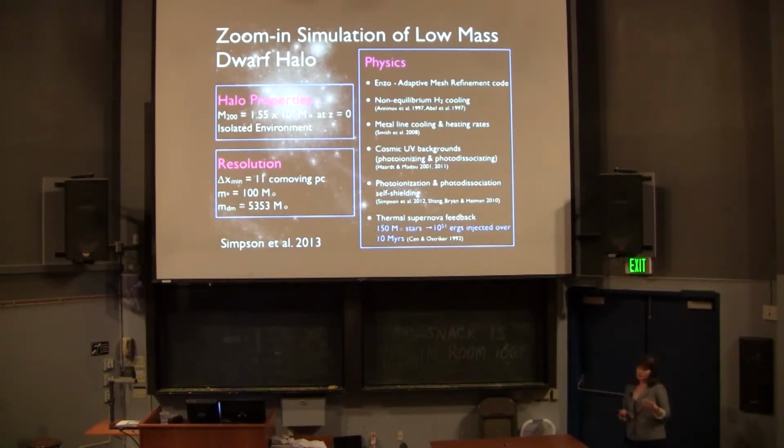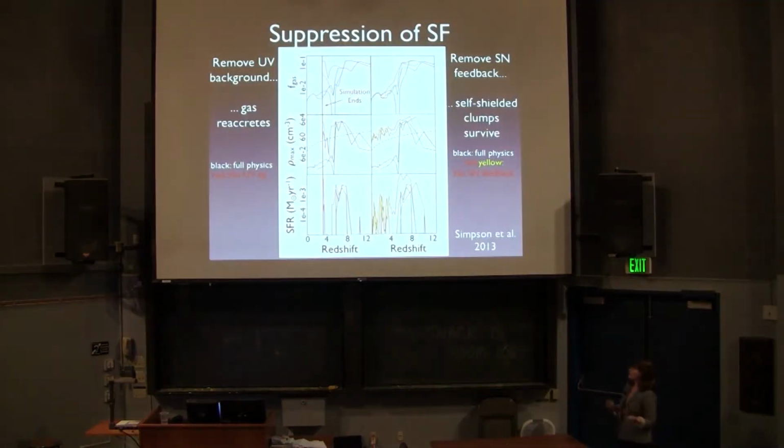I don't have time to go through all of these, but I'm going to be talking about the feedback a lot. So these simulations just included a very simple thermal feedback prescription. We just dump thermal energy into a single cell over 10 million years and see what happens. So the main conclusion that we found was that the suppression of star formation in this halo was a combination of the reionizing UV background and supernova feedback.